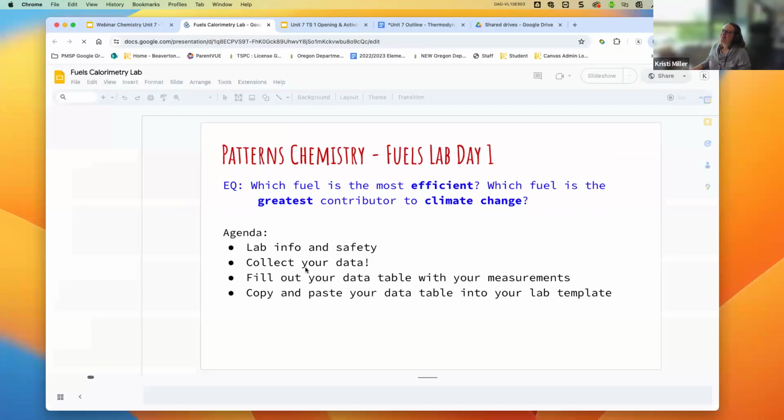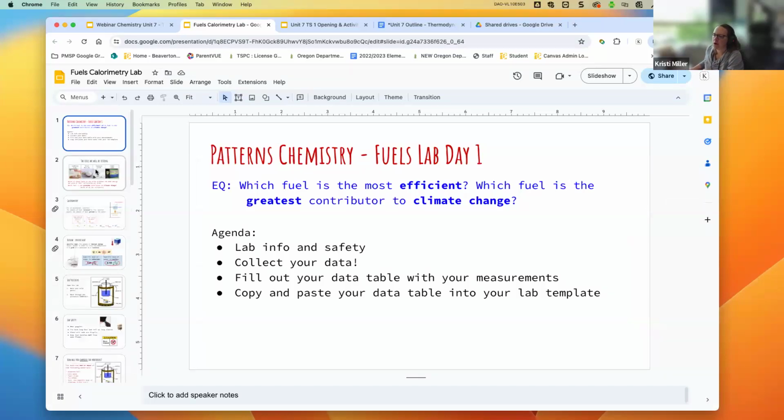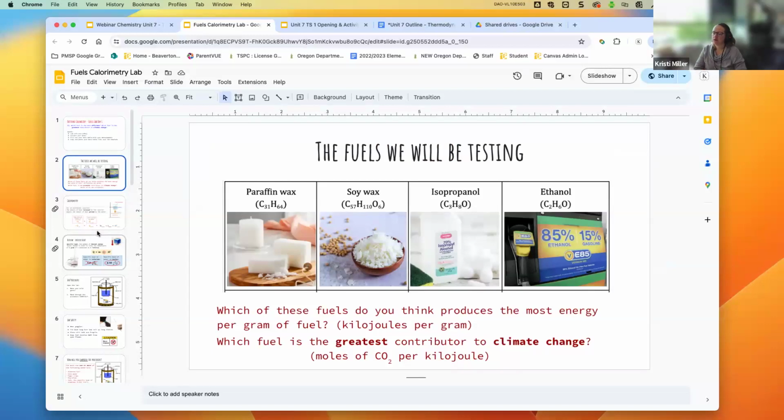Awesome. Okay. So starting with the fuels lab, we are getting them going on thinking about some different fuels that we'll be testing. So we have paraffin wax, soy wax, isopropanol, and ethanol. And the two questions at the bottom: which of these fuels do you think produces the most energy per gram? So kilojoules per gram, the most energy per gram of fuel combusted. And then which fuel is the greatest contributor to climate change? So which one's the most efficient for getting the most bang for our buck, if you will, the most energy per gram? And then also, which one's contributing the most to climate change? I imagine those could feel conflicting potentially. Like I want a really efficient fuel, but I also don't want to make a lot of CO2. So how do we sort of balance those things?